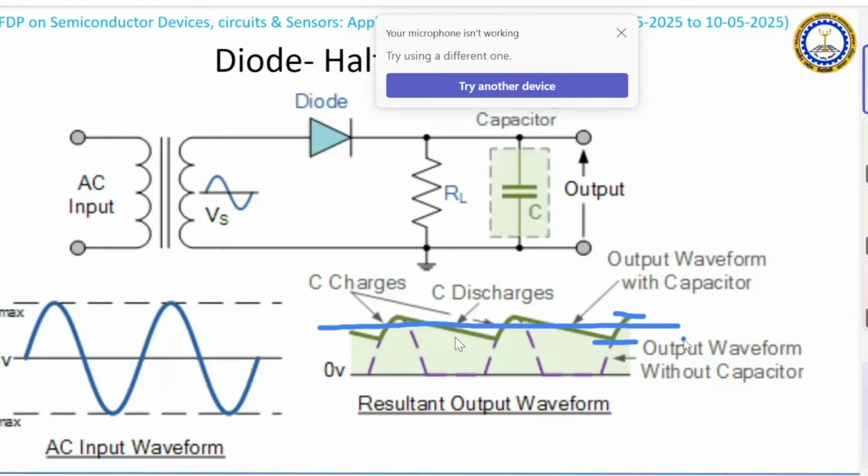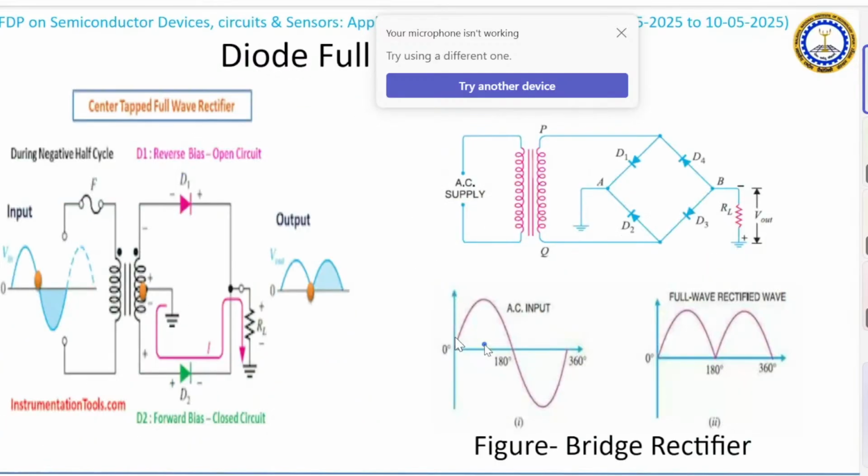Okay. So now we can say, yeah, this is roughly DC. In this way we will be converting it. But yes, there are some flaws in this, that this is also not exactly DC.